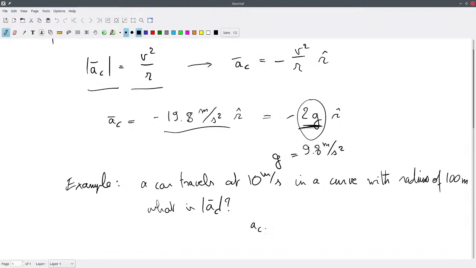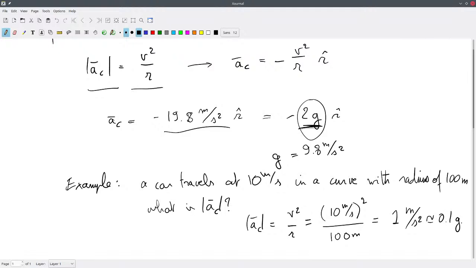So if we have the magnitude of the centripetal acceleration is v squared over r, and v here is 10 meters per second, squared, over a radius of 100 meters. So obviously that is going to be 1 meter per second squared, or if we want to put this in terms of g, this will be approximately 0.1 g. So about 1/10 of the acceleration due to gravity.